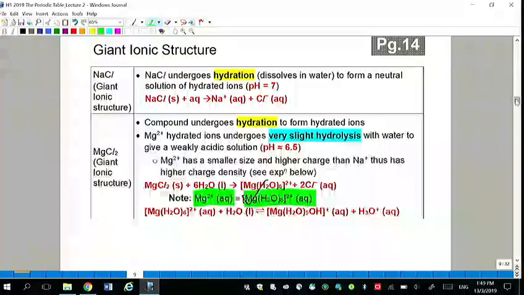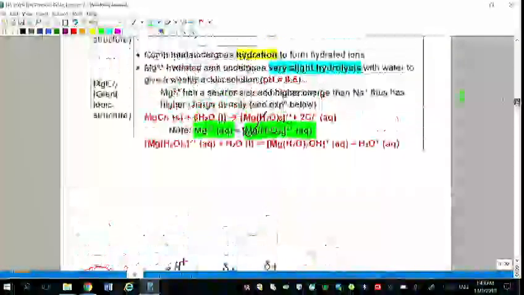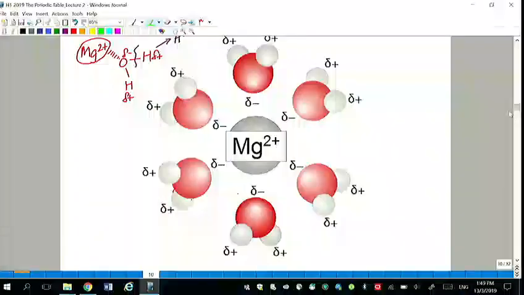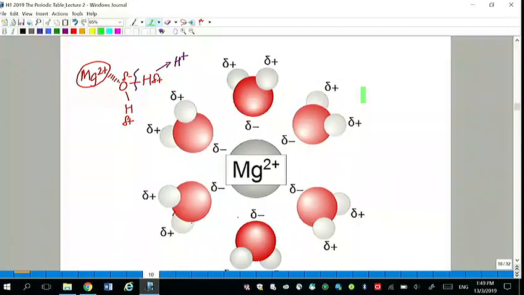Before I go to the explanation, I just want you to look at this diagram. What happens first is that when I dissolve your magnesium chloride in aqueous solution, the Mg2+ will first undergo hydration. It will be surrounded by 6 water molecules. And then after that, it is going to react with the water molecules to undergo what we call hydrolysis.